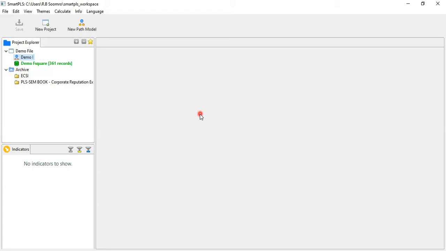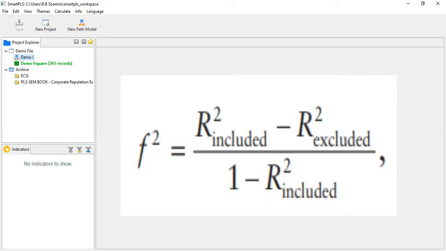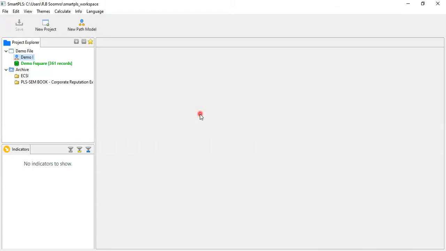And this is the formula you are looking at for how to calculate the F square: R square included minus R square excluded, over 1 minus R square included. Now what do we mean by excluded and what do we mean by included? We are getting the concept right now.